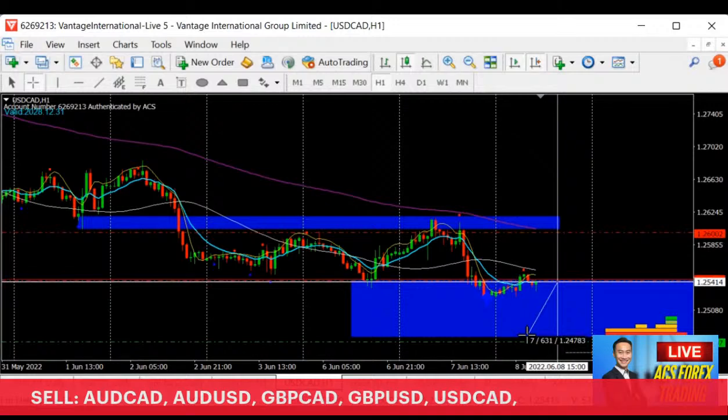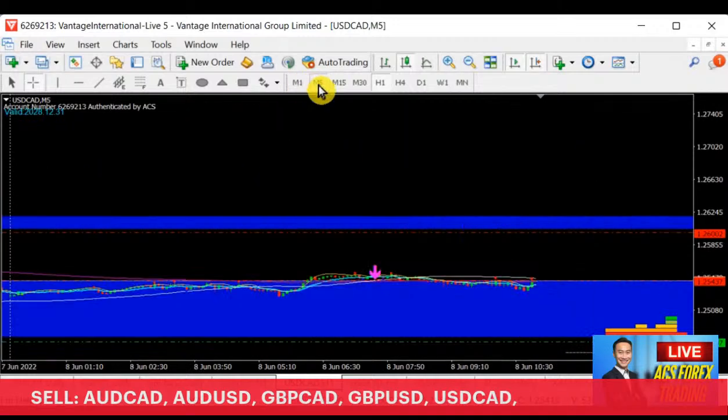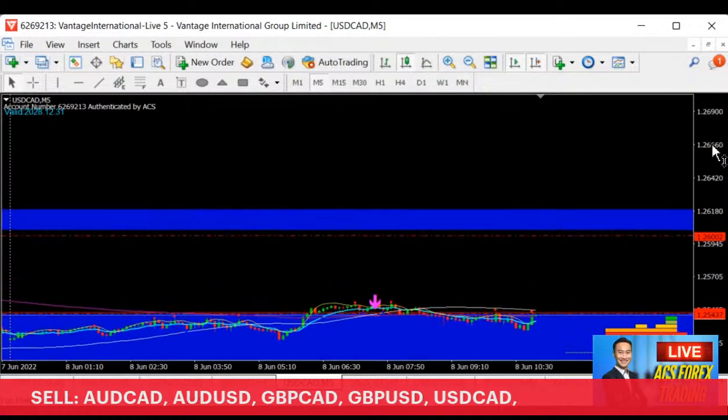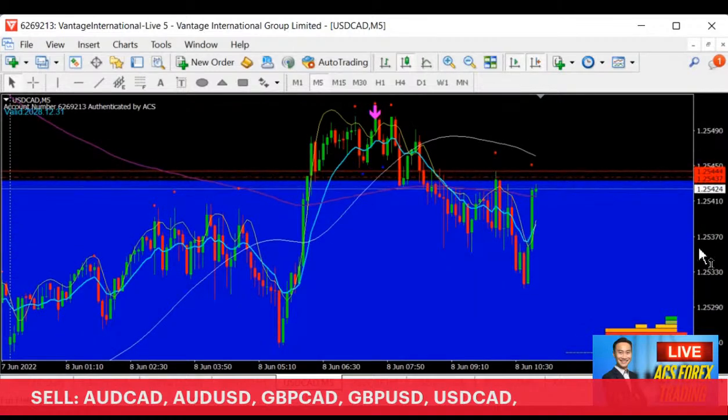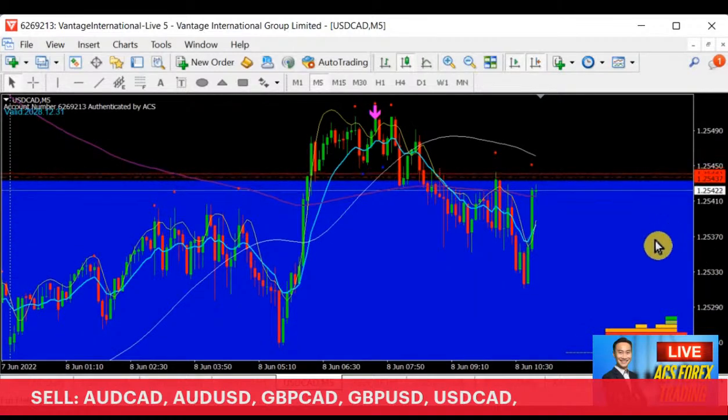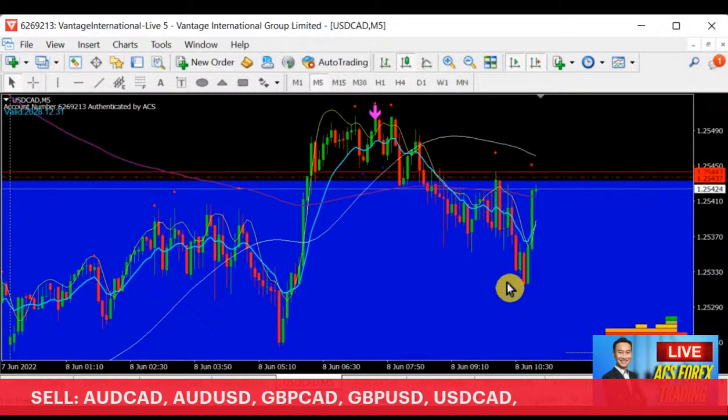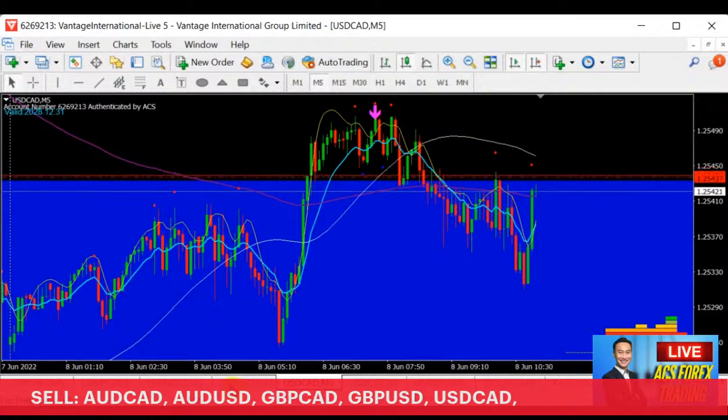Right now, taking a look at this M5, dollar CAD is quite slow. It will be hovering around the area, so not really a very good one yet. So let's wait for it to test the resistance first before we commit ourselves.